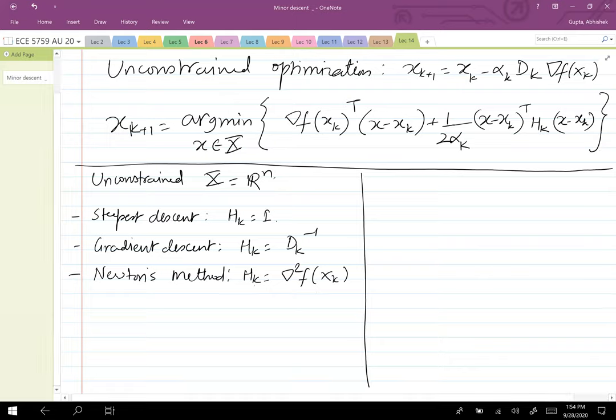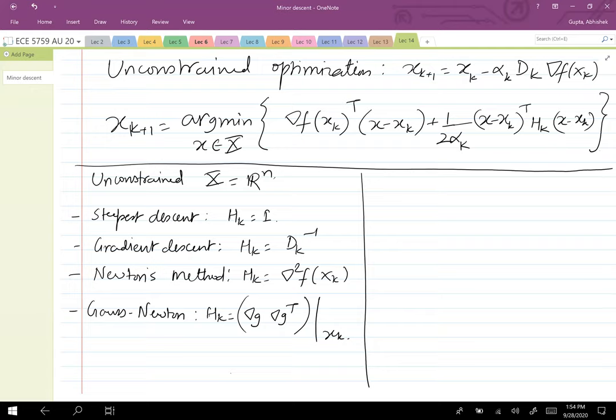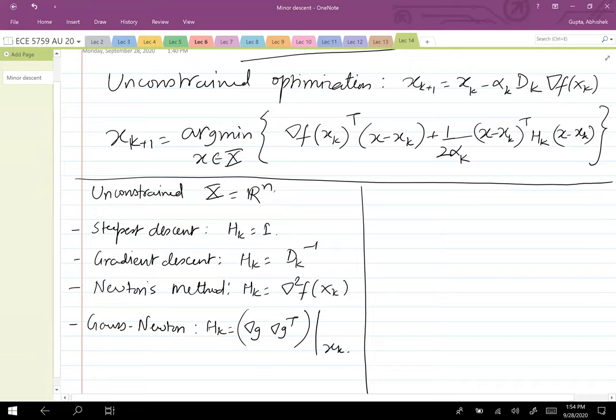Well, we also talked about Gauss-Newton. Let me just write about Gauss-Newton as well, where I'll refer you to the lecture on the Gauss-Newton for the notation of gradient G. Okay, does this make sense? Are you convinced that for this specific choice of H_k, we can actually recover all the unconstrained optimization algorithms we talked about?